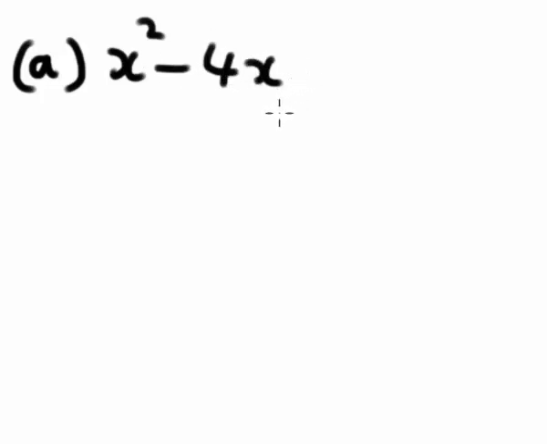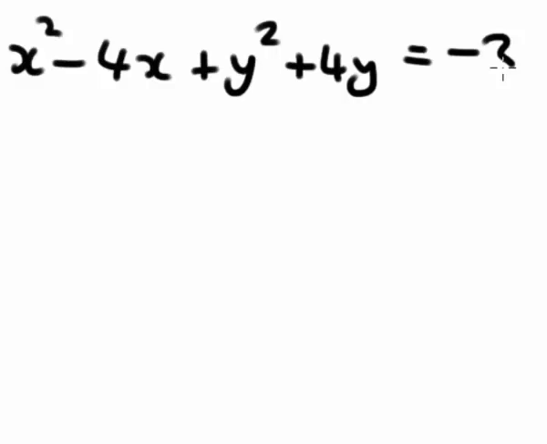Okay, let's see what A says. We had to complete the square. Now I'm going to firstly just write this in the correct order: x squared minus 4x plus y squared plus 4y. And if you bring that across, it's negative 3.